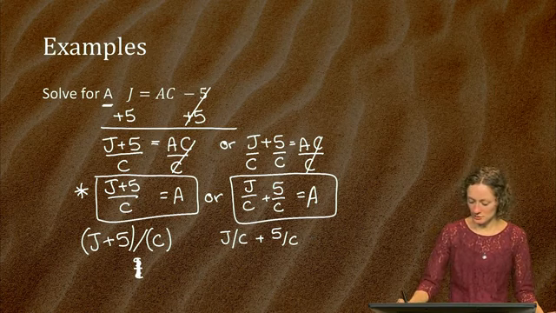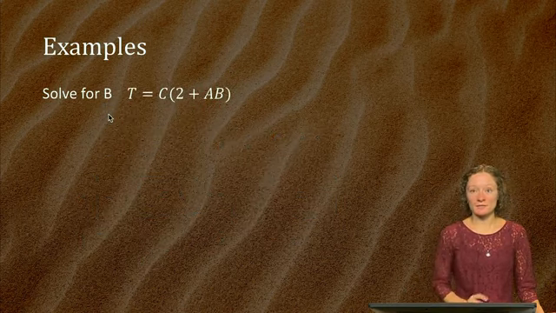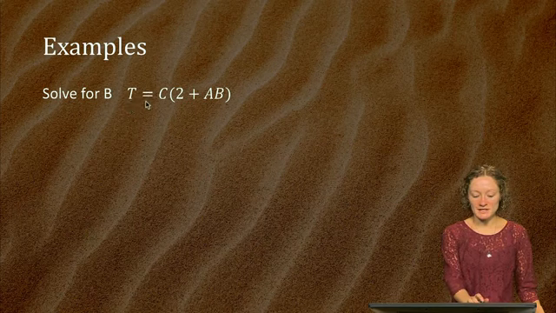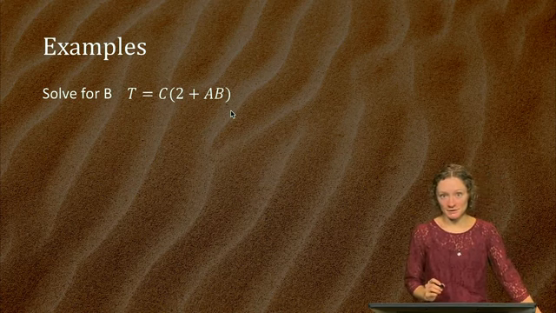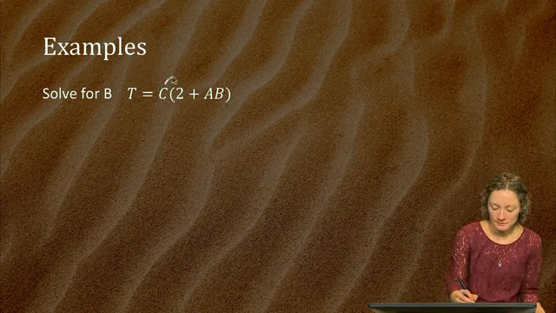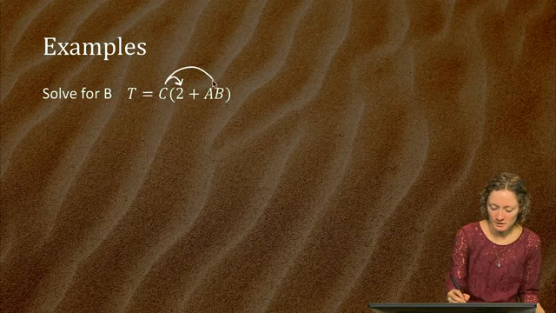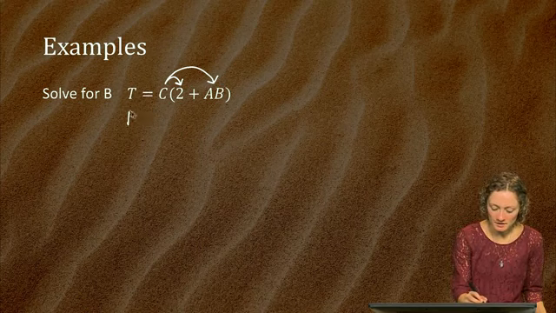All right, let's see another one. Okay, let's say we want to solve for B in this equation. T equals C times the quantity 2 plus AB. Now, if we go back to those steps for linear equation solving, the first step is distribute. And so that's what we're going to do. Distribute the C to this parentheses.